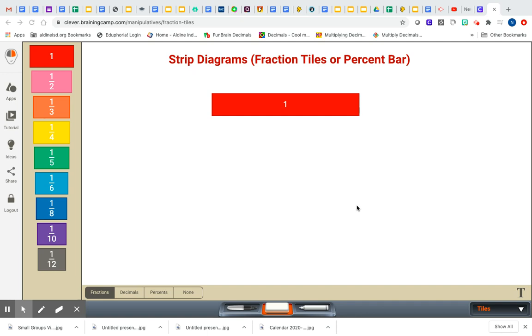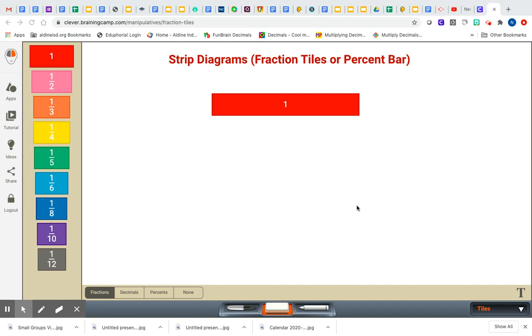Right. So in our previous video, we were talking about benchmark fractions, benchmark percents, and the equivalent benchmark fractions and percents. Now, in this video, I'm going to show you guys how you can actually represent your benchmark fractions and your benchmark percents.